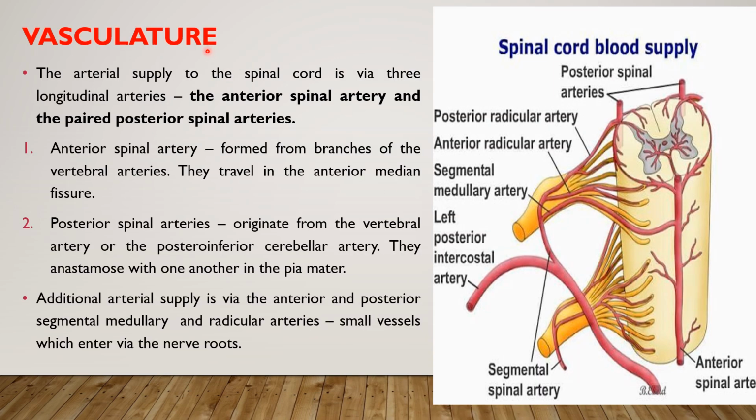Coming to the vascular supply, or blood supply, of the spinal cord. The arterial supply to the spinal cord is from three longitudinal arteries. They are the anterior spinal artery and the paired posterior spinal arteries. In this image, you can see the single anterior spinal artery supplying the spinal cord and the paired posterior spinal arteries. The anterior spinal artery is a branch of the vertebral artery. The posterior spinal artery originates from the vertebral artery or posterior inferior cerebellar artery. Additional blood supply also comes from the anterior and posterior segmental medullary arteries and the anterior and posterior radicular arteries.